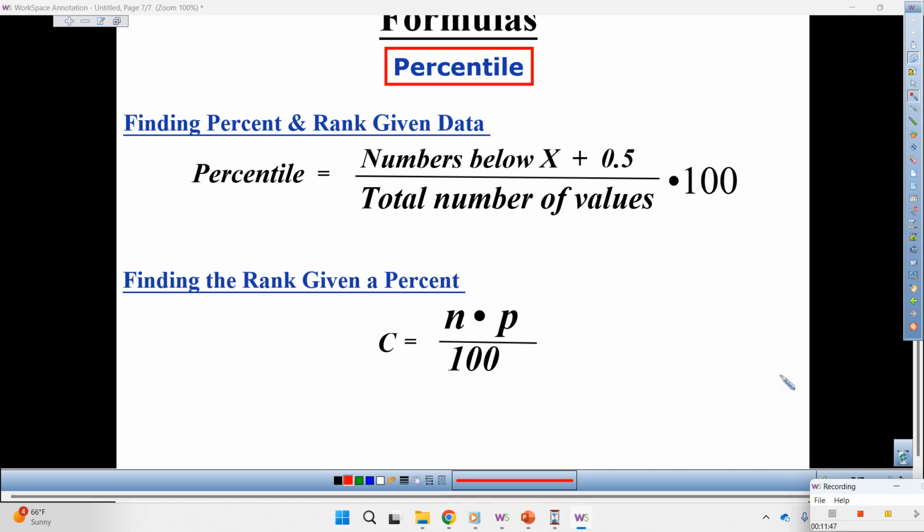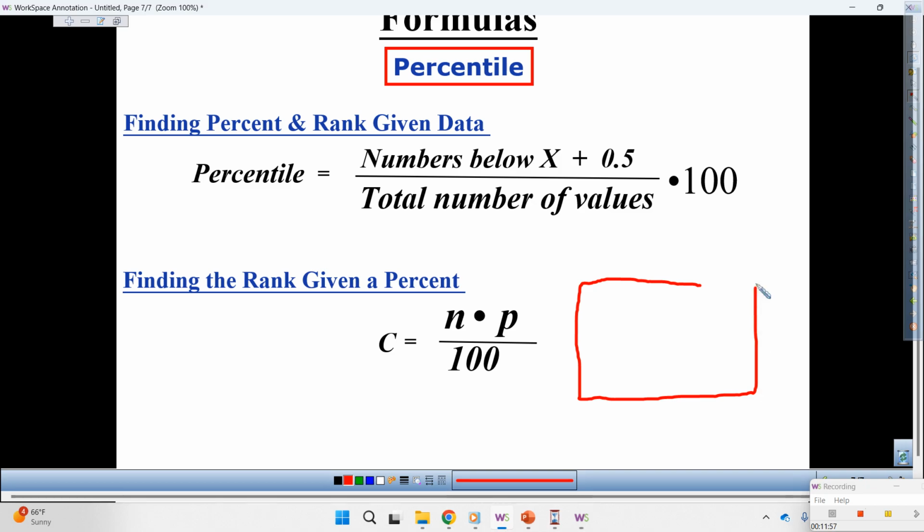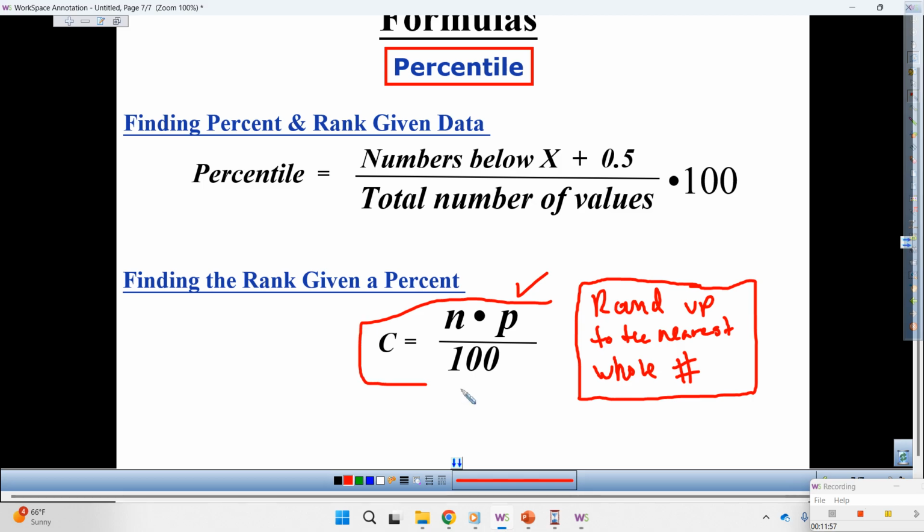All right, as you're finishing up writing those formulas down, the second formula, which is to find the rank of a particular data, I want you to write a note next to it in red. Round up to the nearest whole number. Once again, round up to the nearest whole number. That's only for the second formula, okay, for this one. And you'll see how that works right now when we get to an example. Okay, we good?